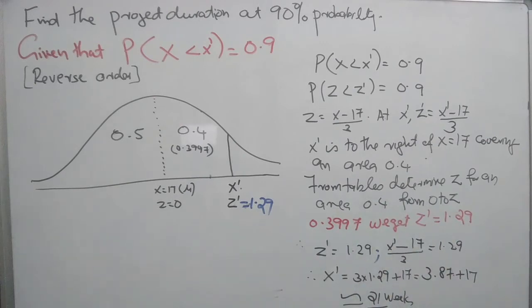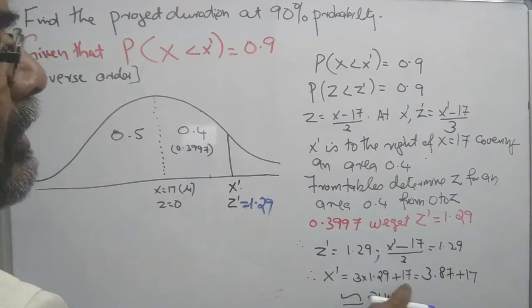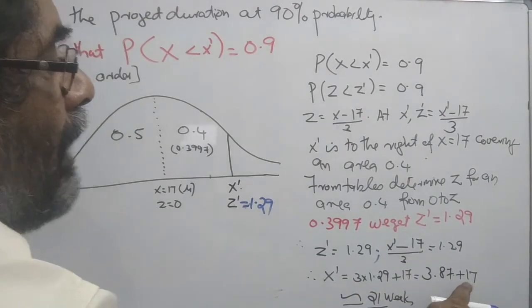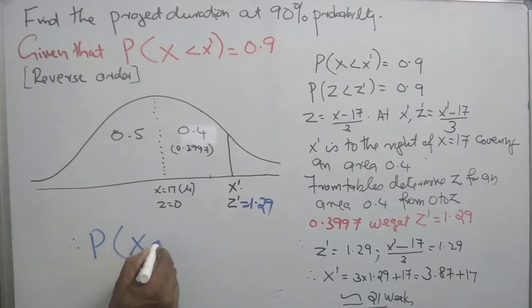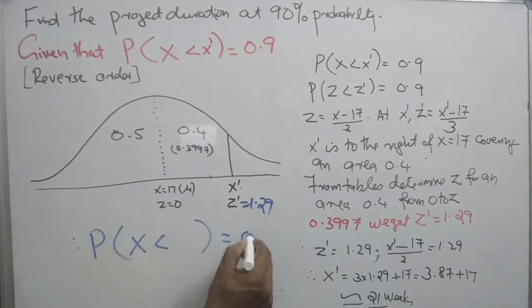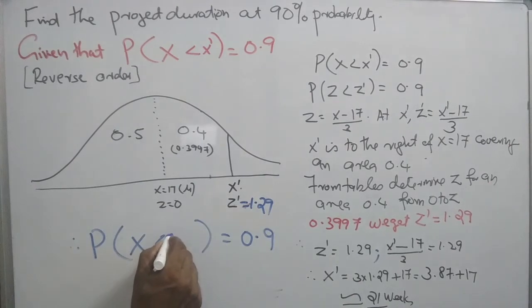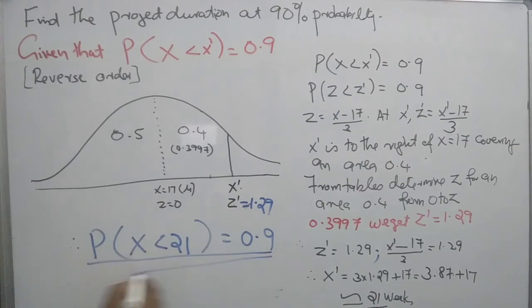Now it is a simple equation. Solve for x dash. X dash is equal to 3 into 1.29 plus 17, equal to 3.87 plus 17. That is 20.87, approximately 21. We use weeks as the unit, so it is 21 weeks. Therefore, the probability that x is less than some date is 0.9 at 21 weeks. This is the answer to the problem. Find the project duration: the project duration is 21 weeks.